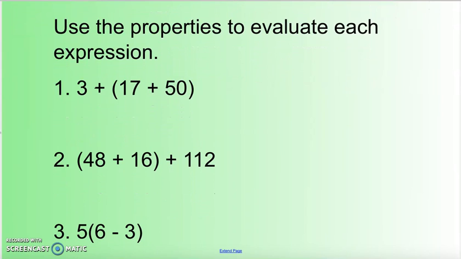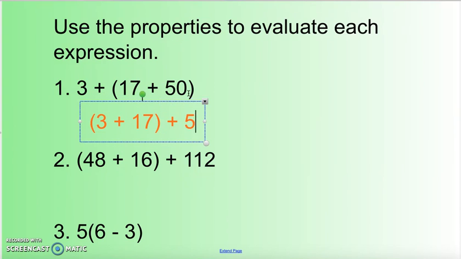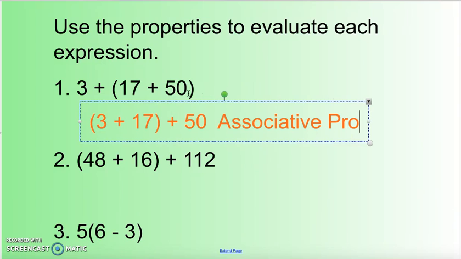We're trying to make these problems easier for us to do in our head. And so if I have 3 plus 17 plus 50, in my head I am thinking, hey, I don't want to do the 17 plus 50 first, because then my answer, my sum would end with a 7, and I don't want that. So what I'm going to do is I'm going to switch the order, or not the order, I'm going to switch the group. And what property is that when you switch the group? Yes, associative property. And so I am going to write down to myself that I use the associative property. I'm going to make a note to myself.